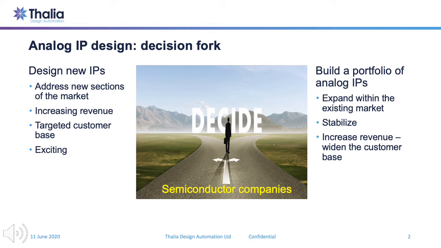With a portfolio of IPs, obviously you get to expand within an existing market, and it stabilizes and increases the revenue. So what we are able to see from this is it's not an either-or situation. How can a company address both designing new IPs and building a portfolio, given that there are opportunity costs and also a shortage of capable design resources?